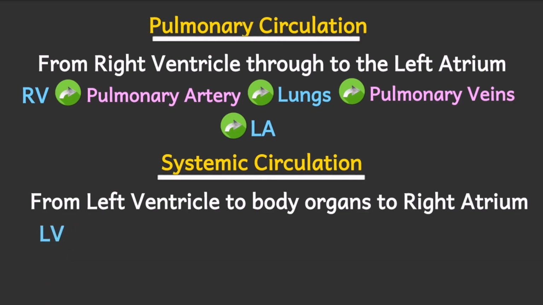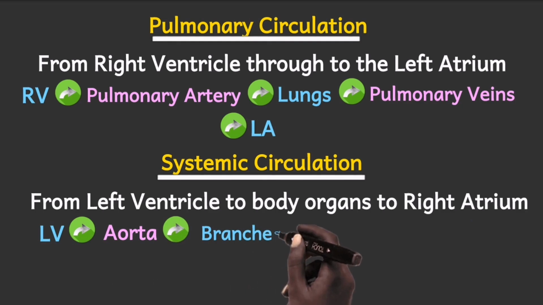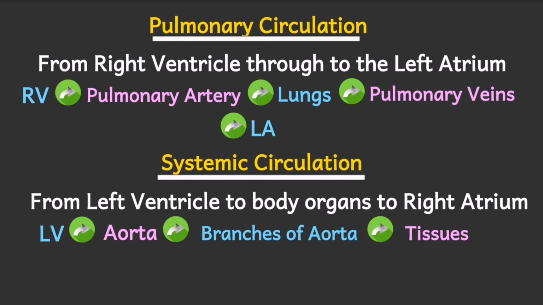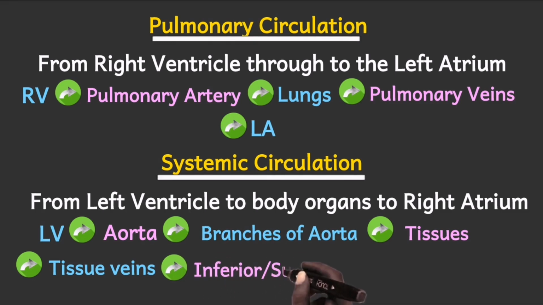The left ventricle will pump the blood to the aorta. Then from the aorta, the blood will move through the various branches of the aorta. Let's take, for example, the brain. The brain is a tissue. So from the branch of the aorta, the blood will move into the tissues. Then, after the tissues have used up the oxygen and the various substances, the blood will drain into the tissue veins, and the tissue veins will drain into the great veins, which are the inferior and the superior vena cava.